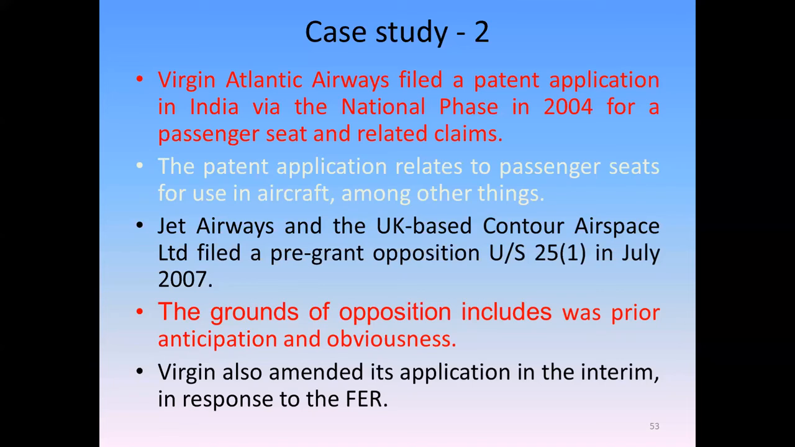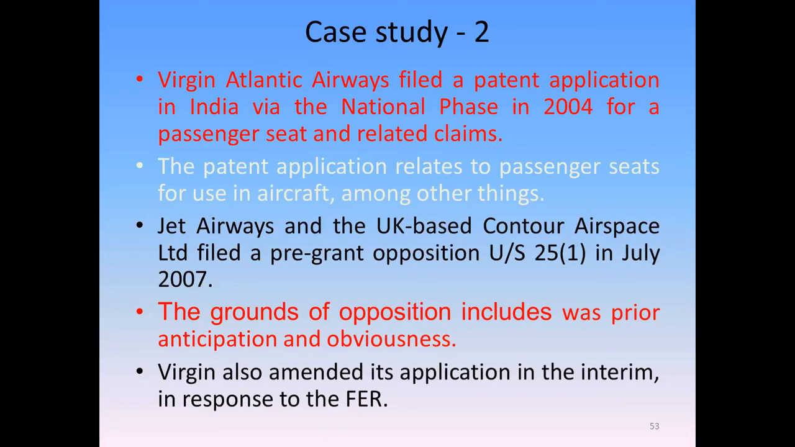So Virgin Atlantic came out with a passenger seat used in aircrafts. Even for 14 hours, if you continuously sit in that particular chair, it will not give you any backaches. It was ergonomically designed to suit the spinal cords of each and every person. That is the invention by Virgin Atlantic. Now, what happened? It was filed in India in 2004. In 2007, Jet Airways filed a pre-grant opposition under Section 25(1).